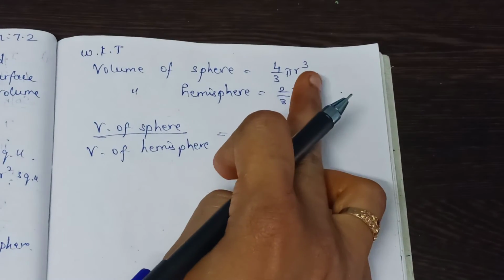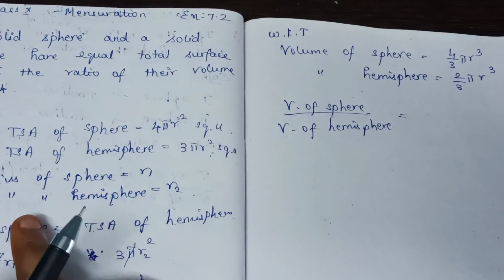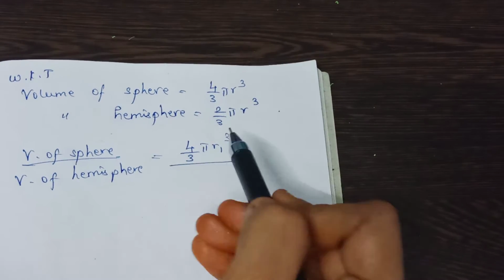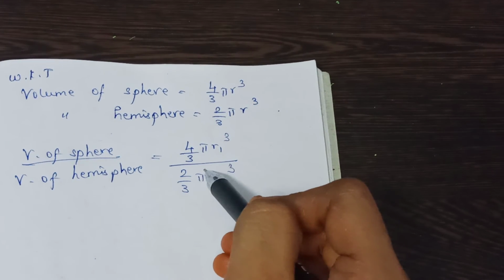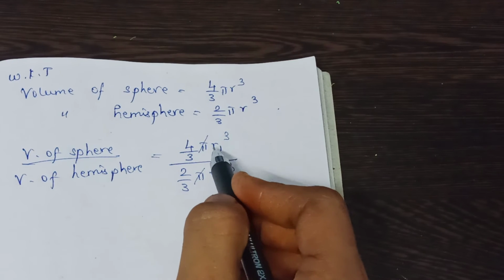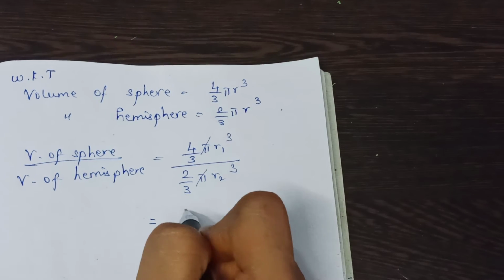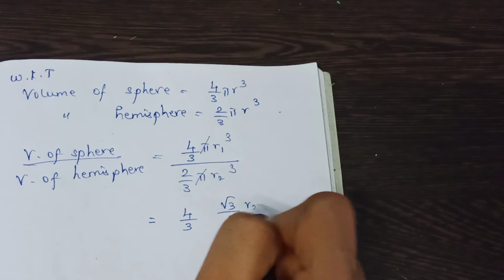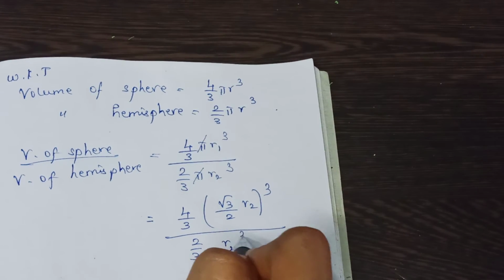Since the radius of sphere and hemisphere are different and we have taken radius of sphere as R1 and radius of hemisphere as R2, this volume becomes 4 by 3 pi R1 cube by 2 by 3 pi R2 cube. So here pi gets cancelled and we can substitute the value for R1, which is equal to 4 by 3 into root 3 by 2 R2 the whole cube, divided by 2 by 3 R2 cube.